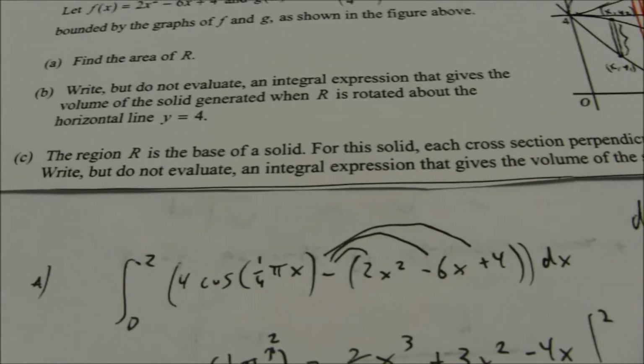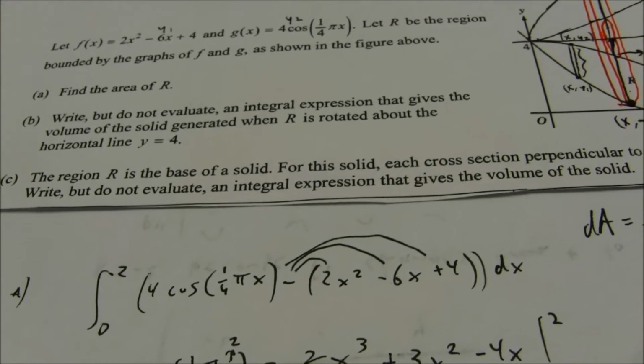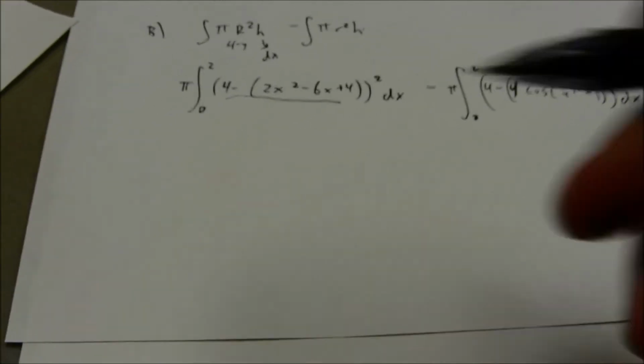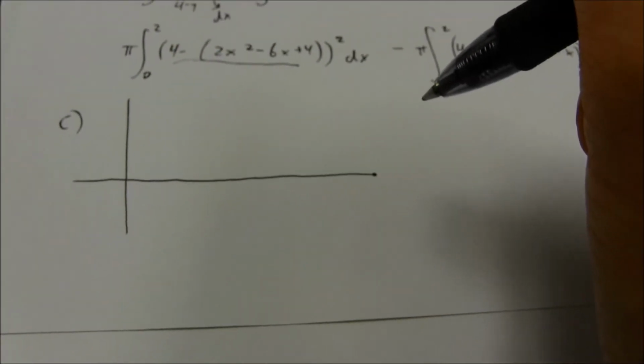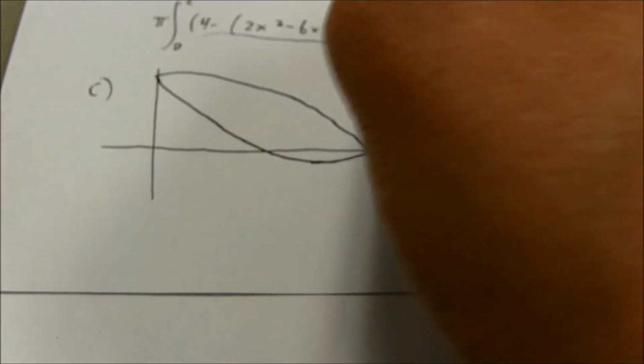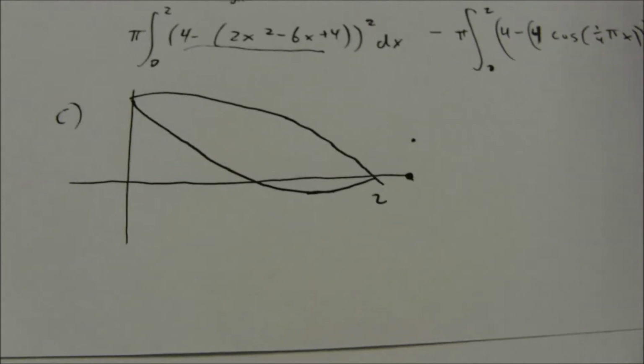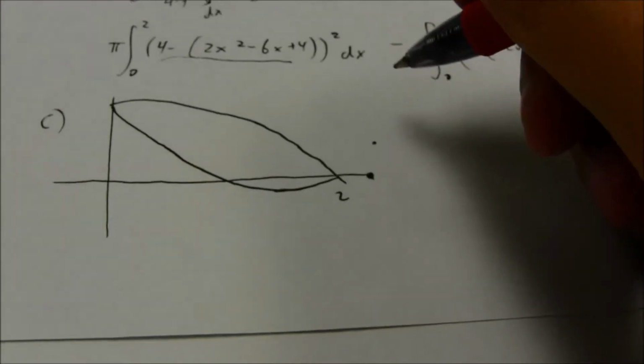Unfortunately, I've messed my picture up here, but it says that the region R is the base of a solid. Each cross-section perpendicular to the x-axis is a square, but do not evaluate an integral expression that gives the volume of the solid. Okay, so I'm going to have to freehand this because I've messed up my diagram now. But basically, we have this region here going over to 2. And they're saying that the cross sections are squares perpendicular to the axis.